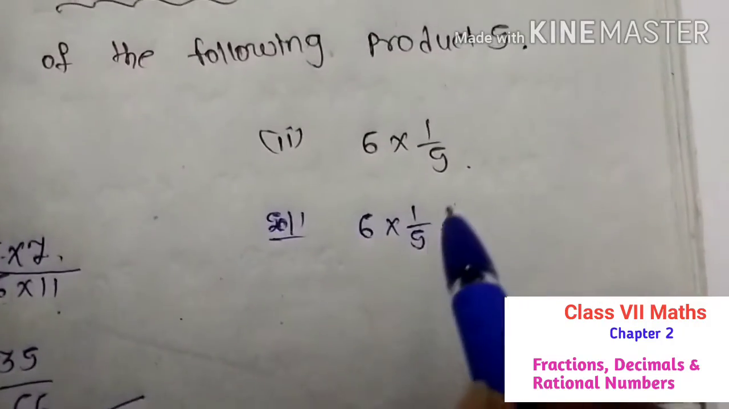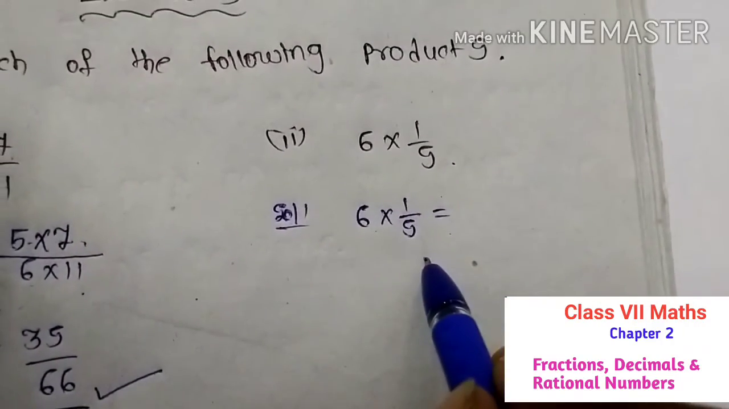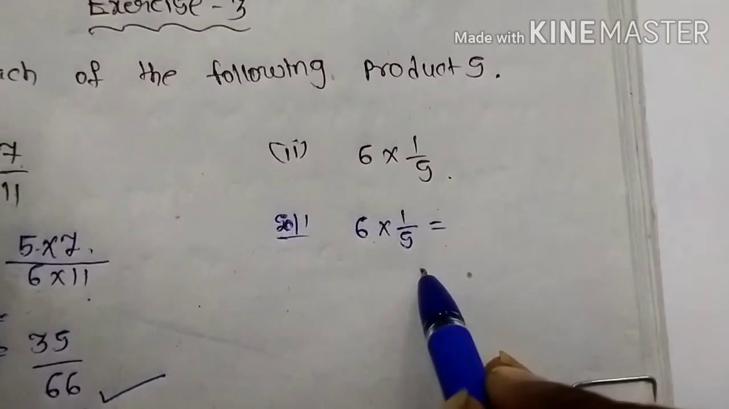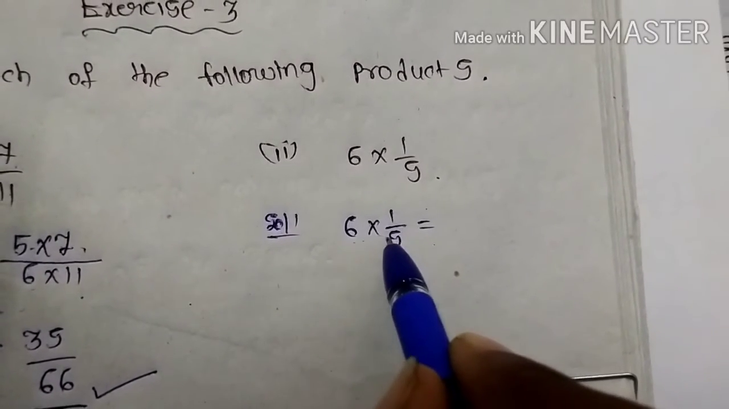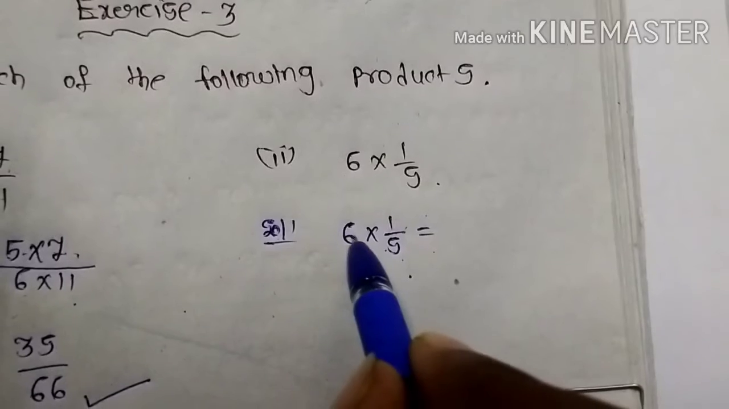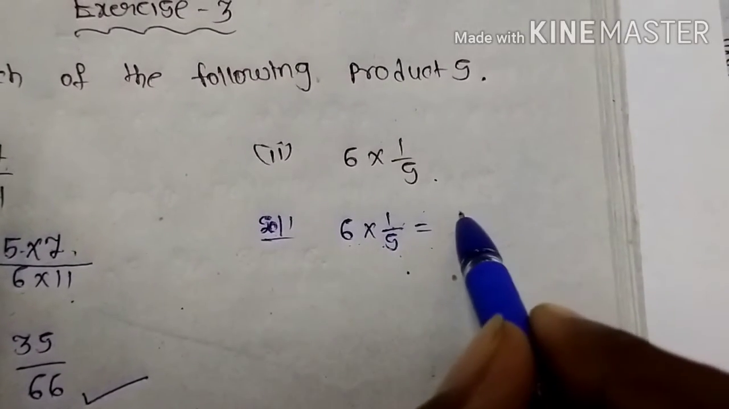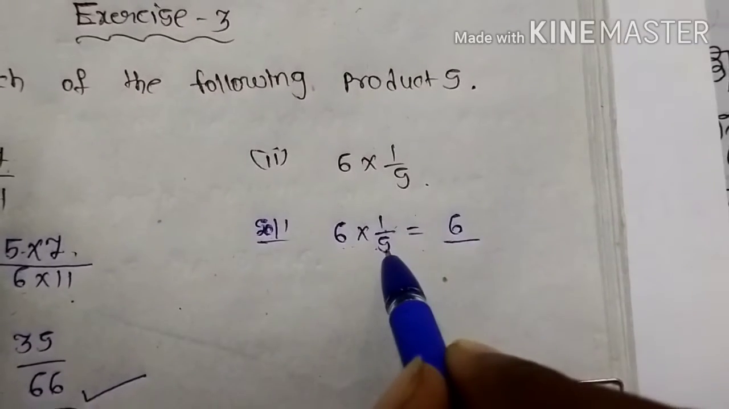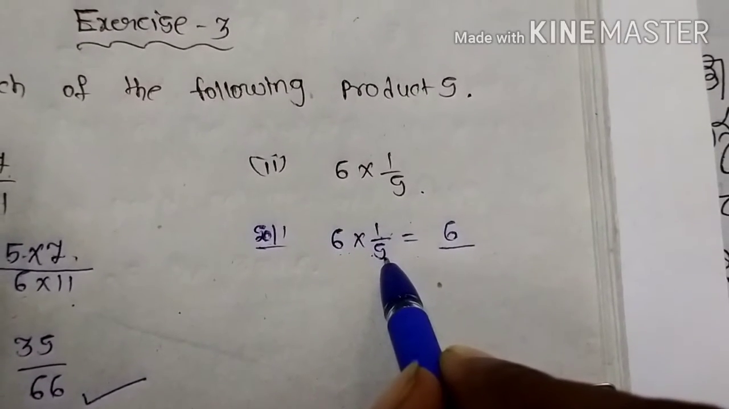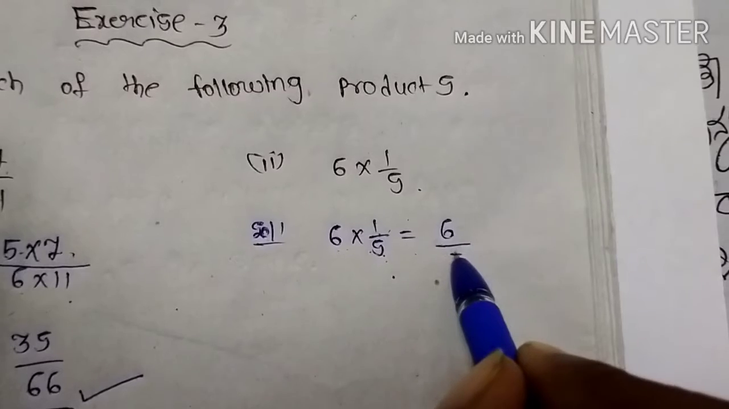Next, one more question you can see here, 6 into 1 by 5. Already this kind of problems you did in the previous exercise. Multiplication of a whole number by a fraction. You know that multiplication of a whole number means you multiply the whole number with the numerator. 6 1s are how much? 6 by, you can directly write the denominator of the fraction, that means here 6 by 5.